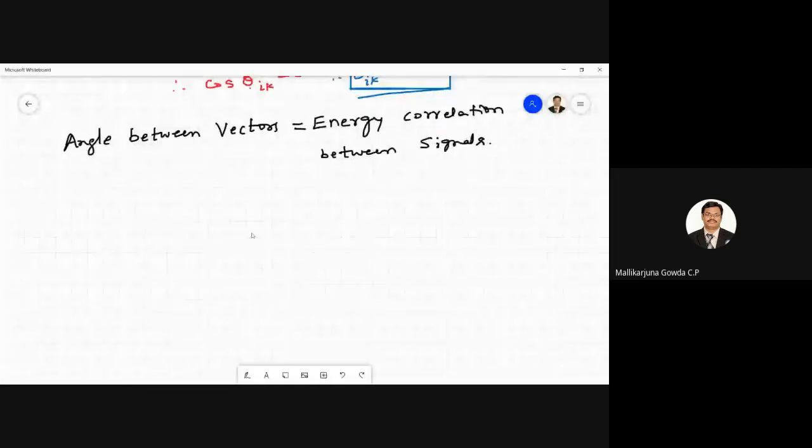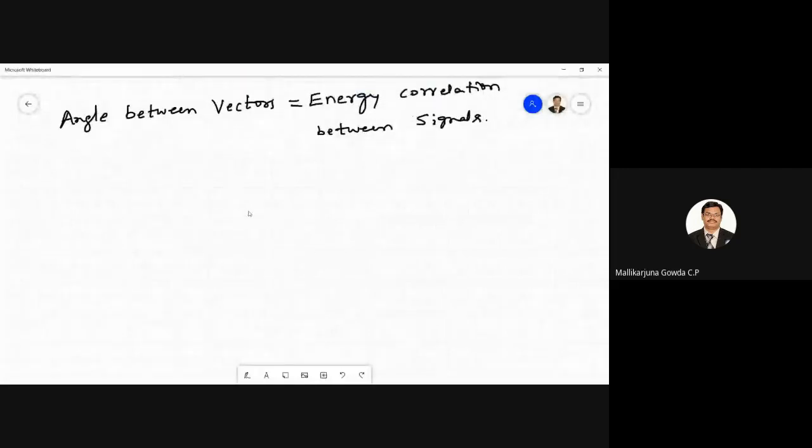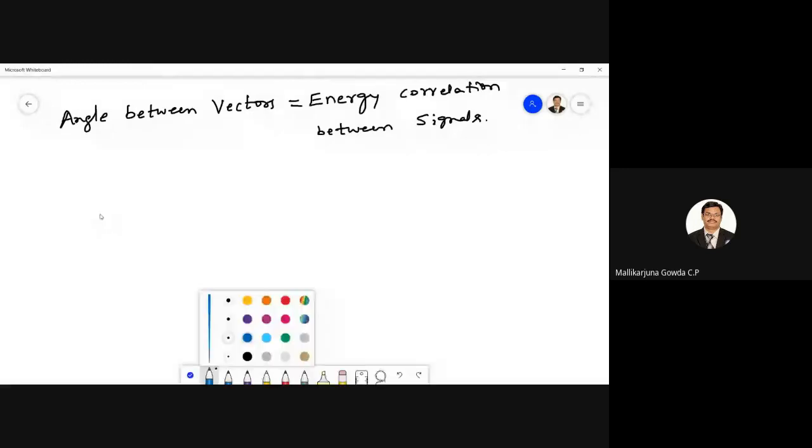I think I asked the definition in the previous class only. How do I define the energy of the signal? Any one of you can say quickly. The definition of the energy of a signal.